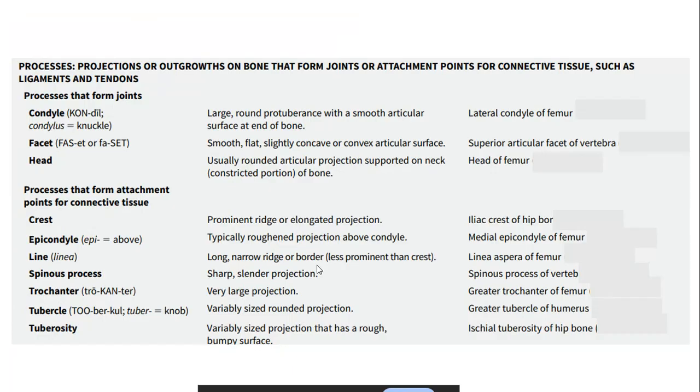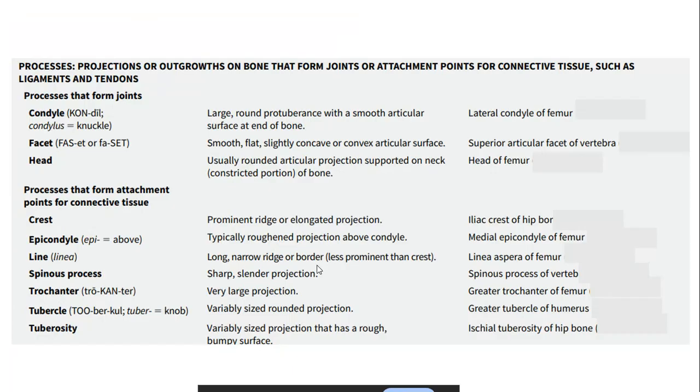Processes that form attachment points for connective tissue: crest, prominent ridge or elongated projection, iliac crest of hip bone. Epicondyle, typically roughened projection above condyle. Medial epicondyle of femur bone. Line or linea, we usually say linea aspera, a long, narrow ridge or border, less prominent than crest. Linea aspera of femur. Spinous process, sharp, slender projection, spinous process of vertebrae.